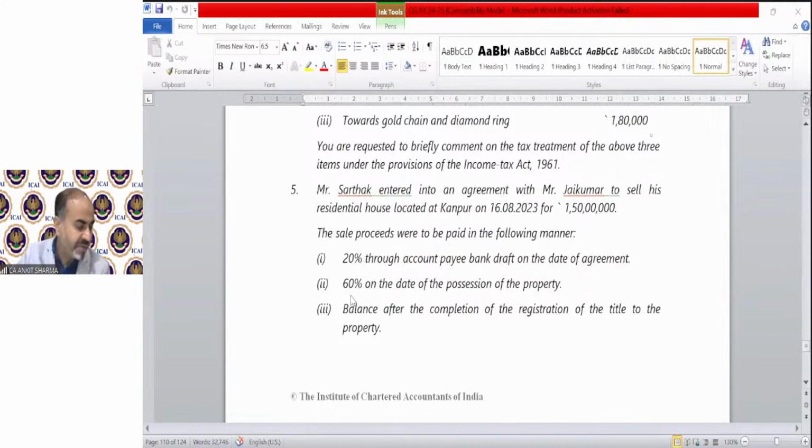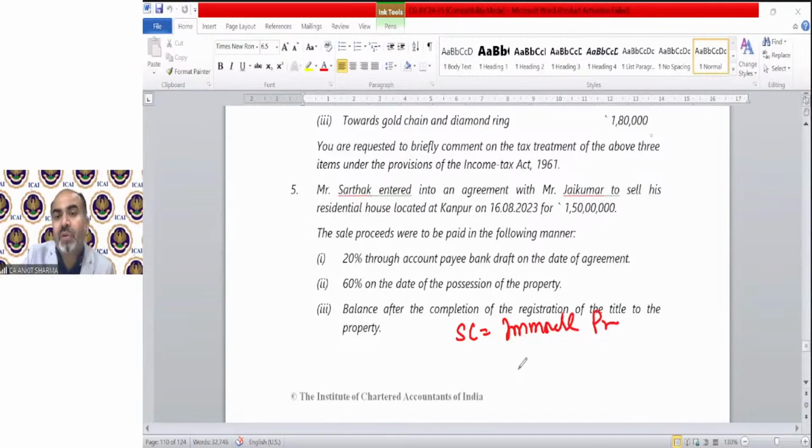Now question number 5. Questions 5, 6, 7 are all almost the same. But in 5, 6, 7, you have to understand one thing. In this question 5, we are talking about section 50C, the sale consideration for immovable properties, land and building. Section 50C is exactly the same as section 43CA, in which we know how to calculate or find out the sale consideration for immovable property.